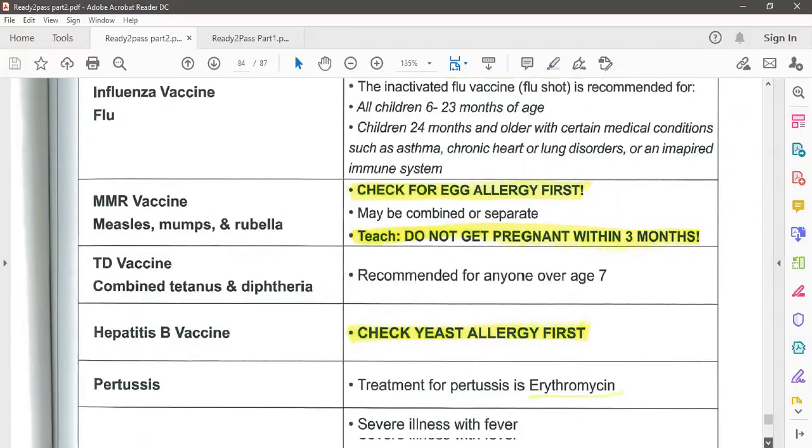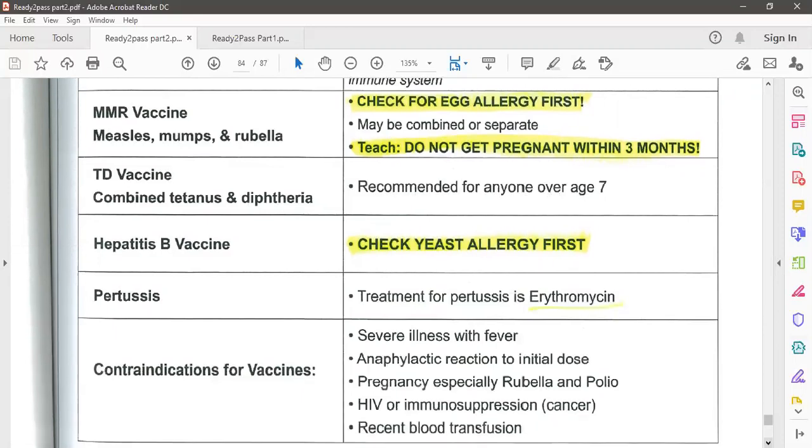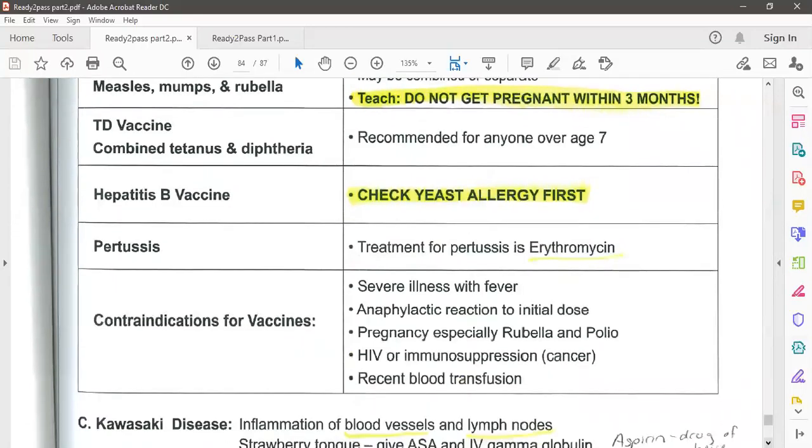Hepatitis B vaccine, right? During the birth. So hepatitis B is 3 doses: first dose at birth, second dose at 2 months, and third dose at 6 to 18 months. For hepatitis B, you must check whether the patient has any kind of yeast allergy. If the patient has an allergy to yeast, we do not give it.